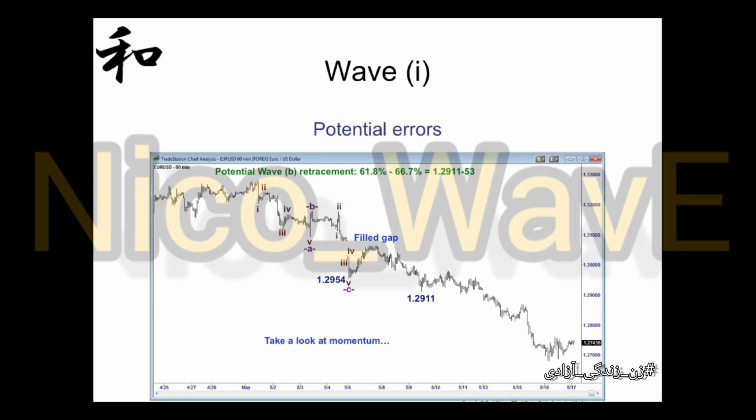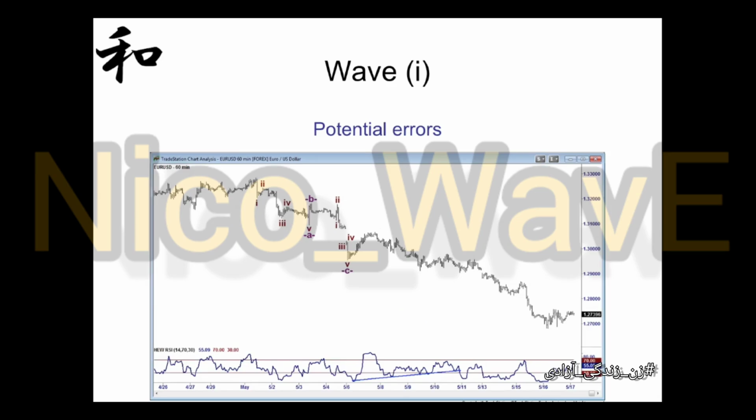Take a look at momentum. We had a bullish divergence, but then it broke, and momentum came down low. And when you see that, it normally means that the market is becoming bearish.